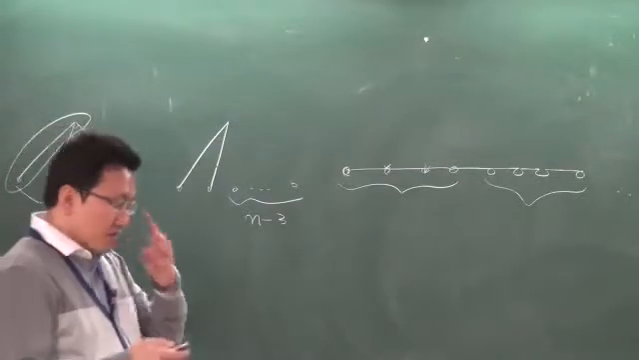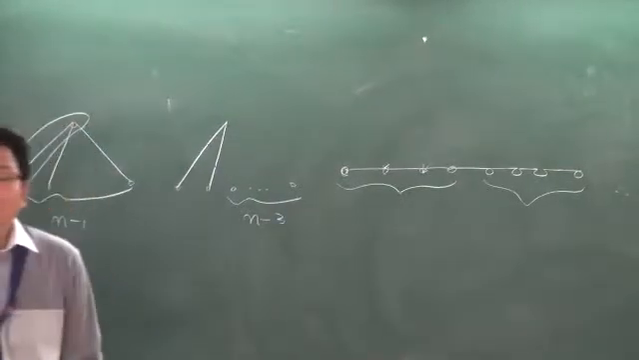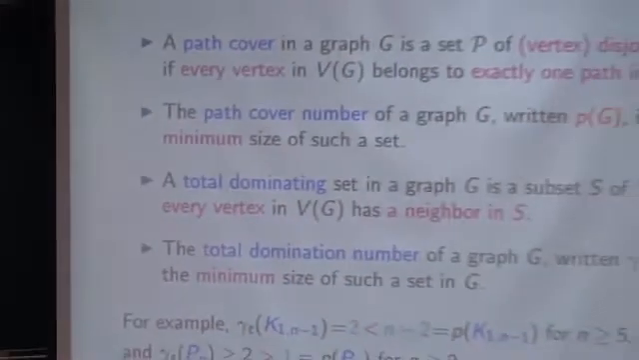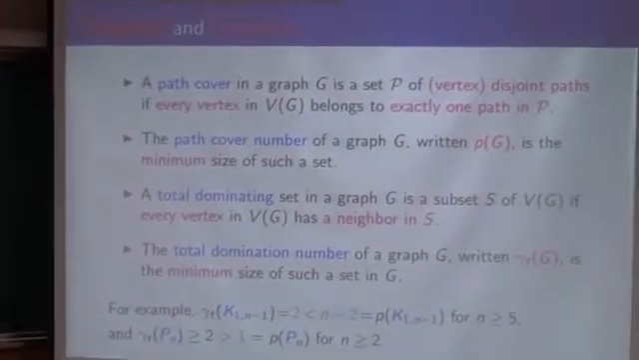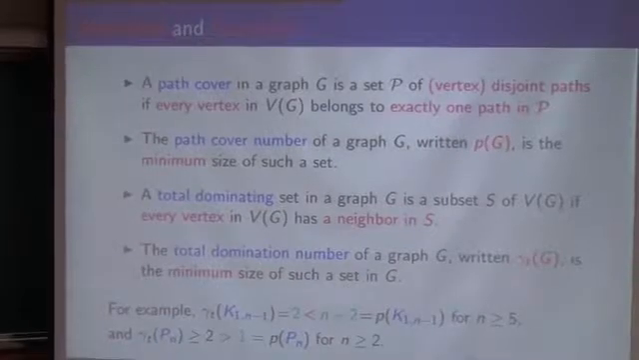So the total domination number of the path when n is a multiple of 4 is n over 2. Similarly, you can also determine the total domination number of a path in the other cases.